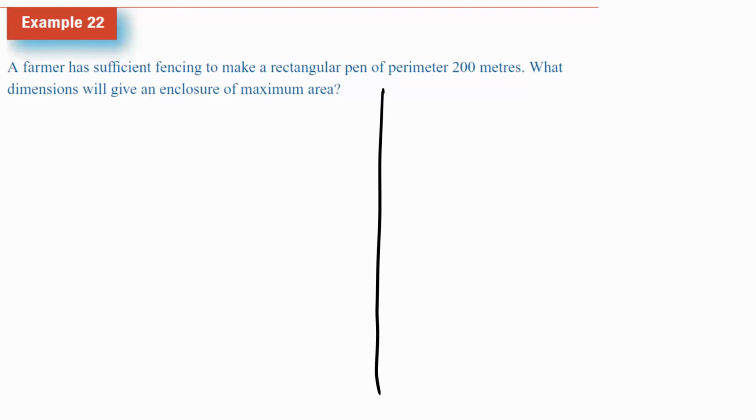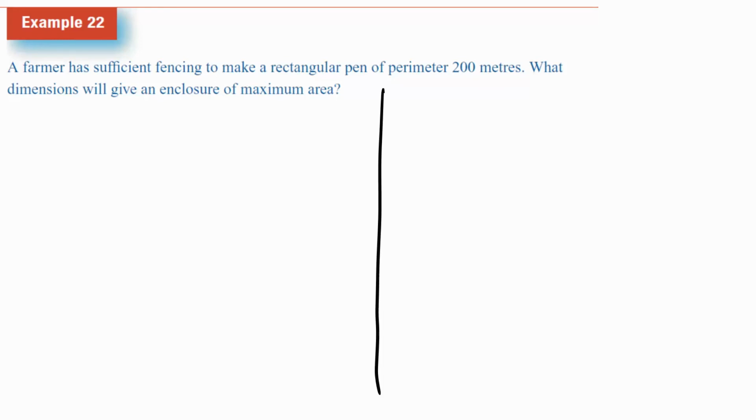A farmer has sufficient fencing. So you've got a fence. You want to do fencing to make a rectangular pen. So you know it's a rectangular shape, and you know the perimeter is 200 meters. This is how the question leads you to figuring out what you need to do. It says, what dimensions of that rectangle will give you the maximum area?